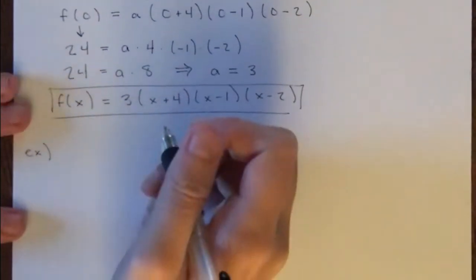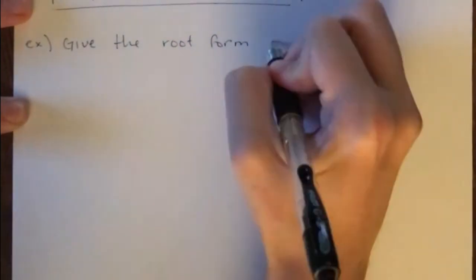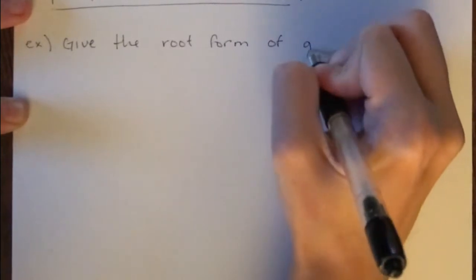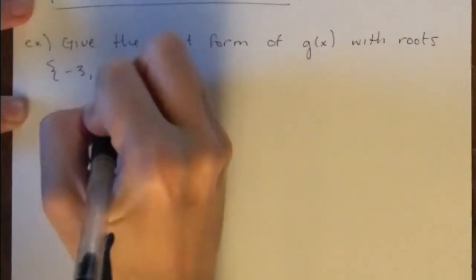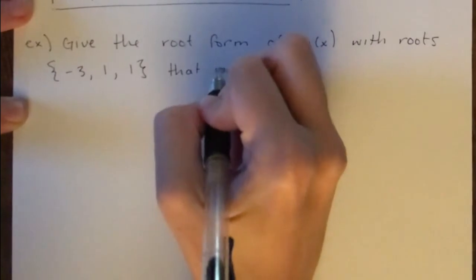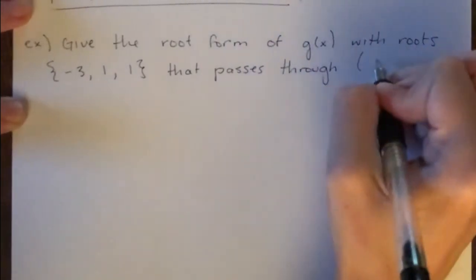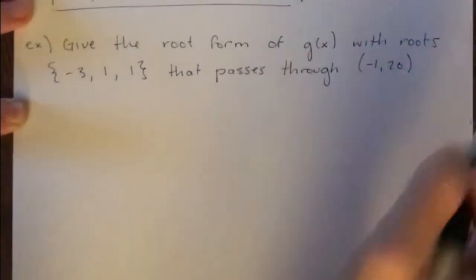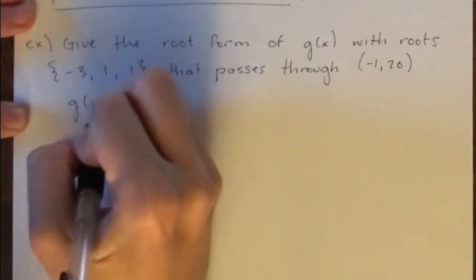Okay, second example. Give the root form of g of x with roots -3, 1, and 1 that passes through the point -1, 20. All right, let's do the same thing. So we're starting out with g of x.